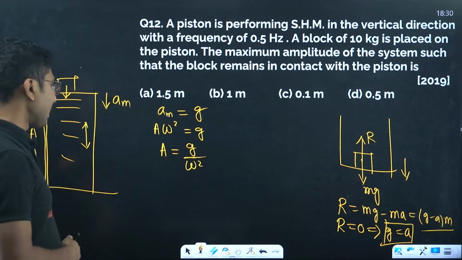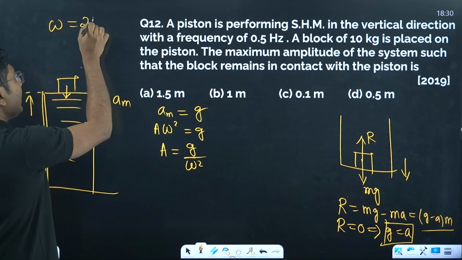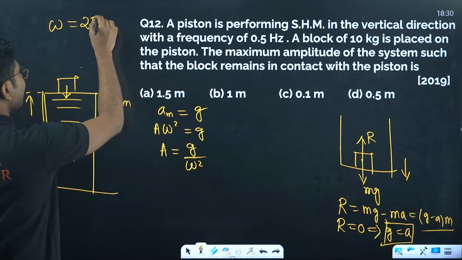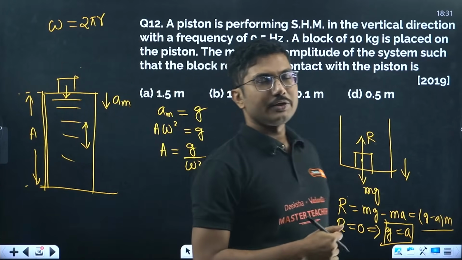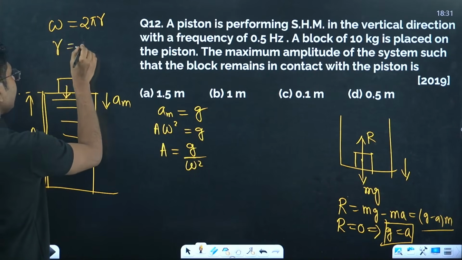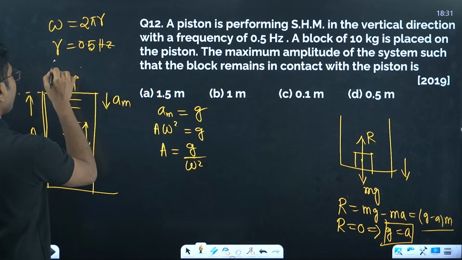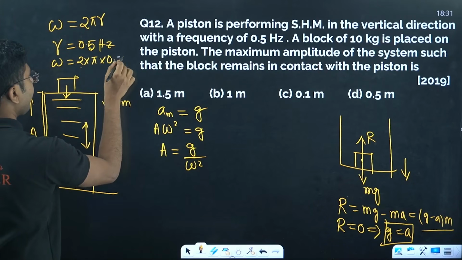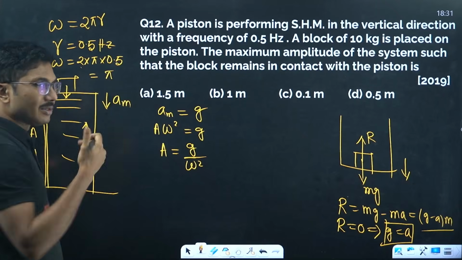Now what is omega? Omega, or angular frequency, is 2 pi into frequency. The frequency of the motion of the piston is given here as 0.5 Hertz. So omega will be 2 into pi into 0.5, that is pi radian per second.